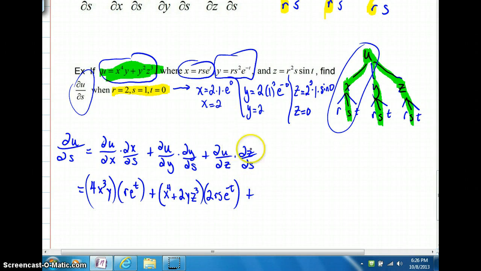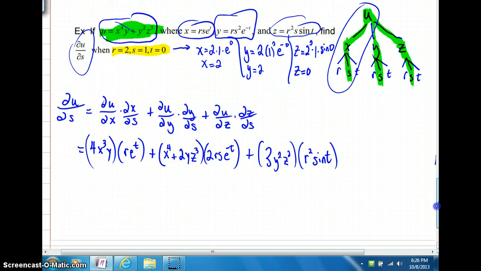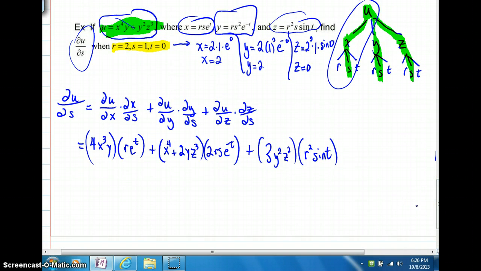And then we'll go back to our original u, take our derivative with respect to z. The first components completely disappear. The derivative of z to the third is 3z squared, so I'll have 3y squared z squared. And then dz ds, looking over here, there's only one s right here in the middle. The derivative of s is 1. We're left with r squared sine of t. Now, if this was all we were asked to do, we'd be done. We could say very nicely, hey, we found our derivative.